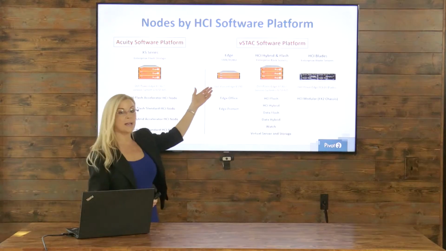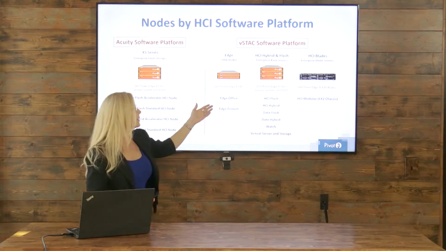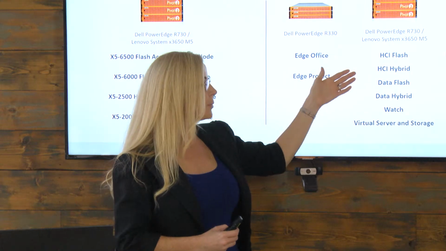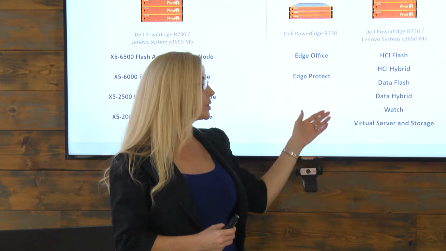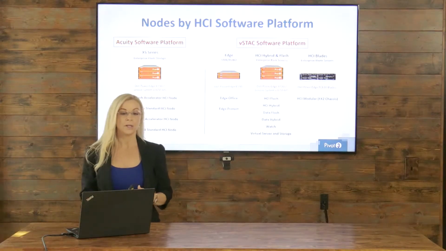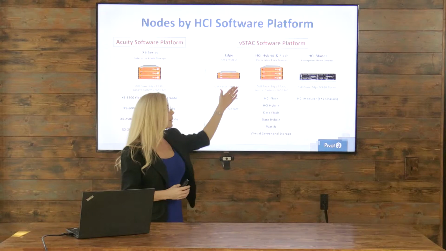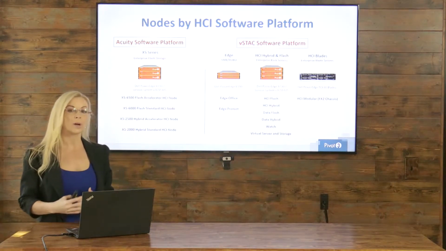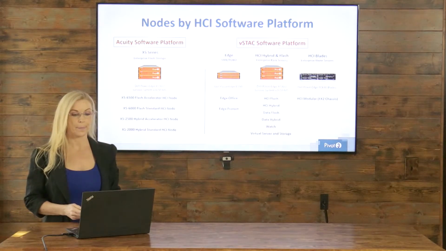When you come over to the VStack software platform, you'll see that it comes in 1U and 2U rack mount servers and also comes in a blade form factor running on the Dell FX2 chassis. In the 2U rack mount servers, you'll see that we have a flash offering, we have a hybrid offering, we have a watch and a virtual server and storage offering. So there are some data center applications that the VStack product line can work within, and we're going to go through those models here in a minute.